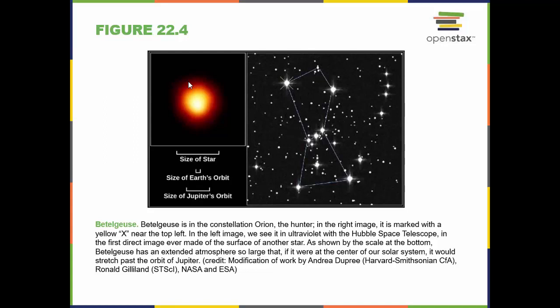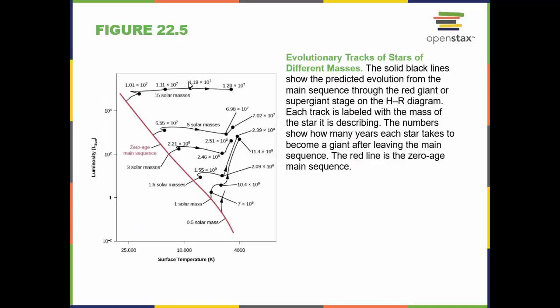And as shown in the scale on the bottom, Betelgeuse has an extended atmosphere so large that if it was in the center of our solar system, it would stretch past the orbit of Jupiter. So once again, if we see the sizes of these stars and the evolutionary tracks of the different masses, the solid black lines show the predicted evolution from the main sequence through the red giant or supergiant stage of the HR diagram.